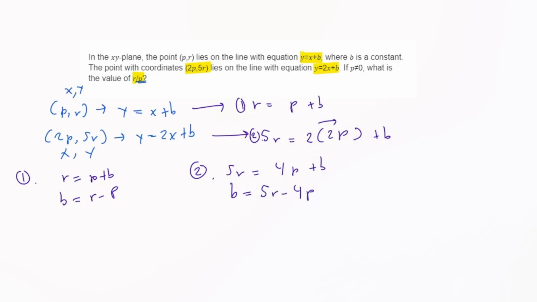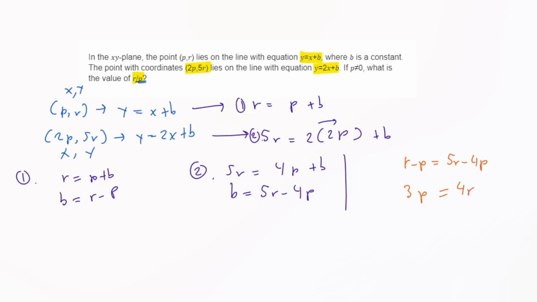Now here comes a really cool part. Since I've set these both equal to b, I can just make them equal to each other. So this is what I'm going to do. I'm going to make a line here and work this out in a different color for my next step. So I can do r minus p equals 5r minus 4p, like so. All right, so now I'm going to simplify this further, and when we simplify it, we can figure out that this is basically equal to 3p equals 4r. So this is what it simplifies into.